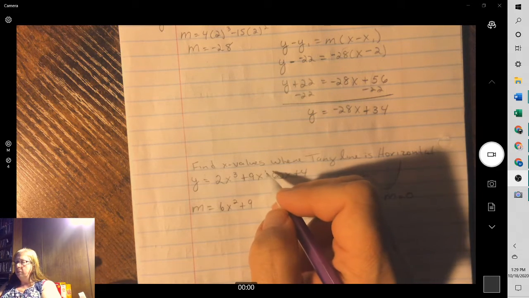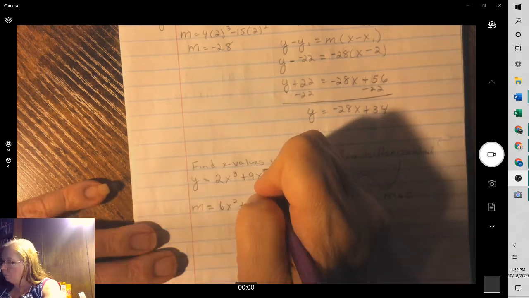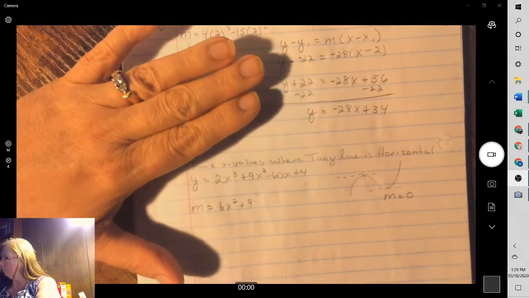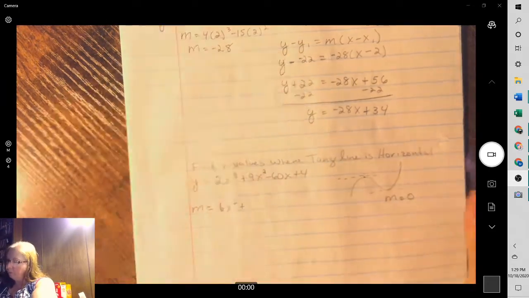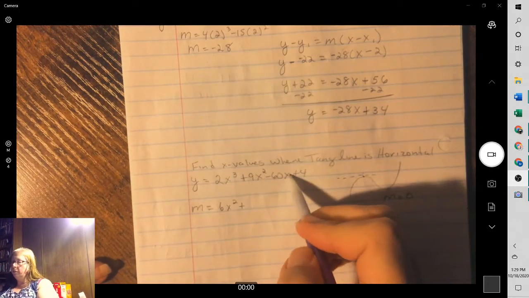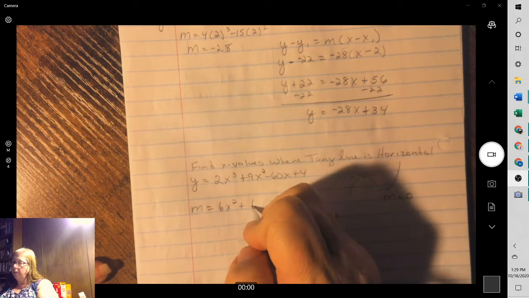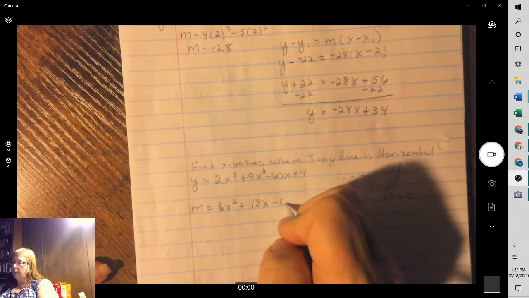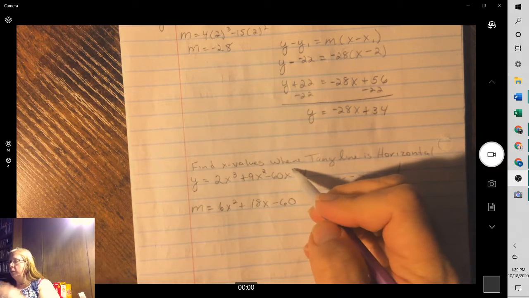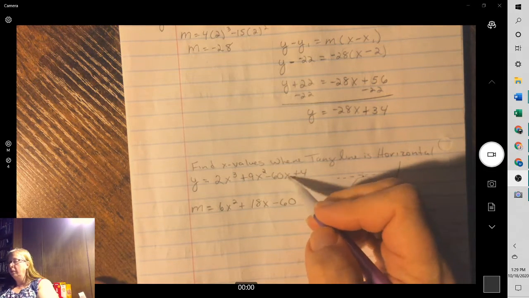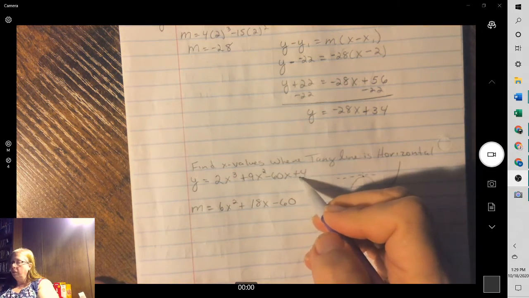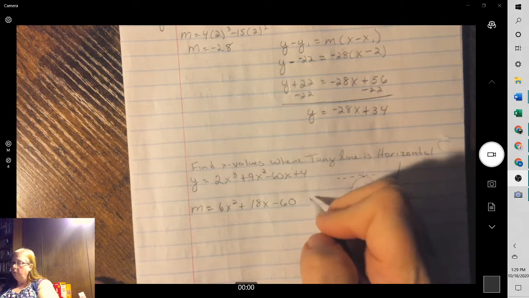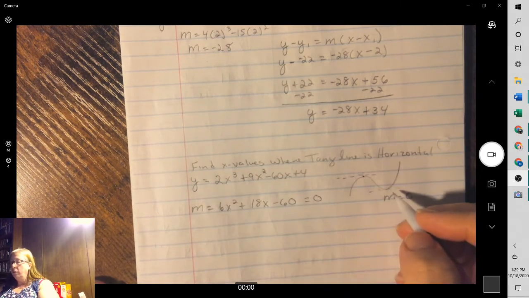Wait, I think I missed a... This should be squared. Sorry, this one should be squared because this is x to the first, so it's 18x minus 60. This one was to the first, so it'll be a minus 60. X to the 0 drops, and the constant goes to 0 also. Set it equal to 0 and solve.